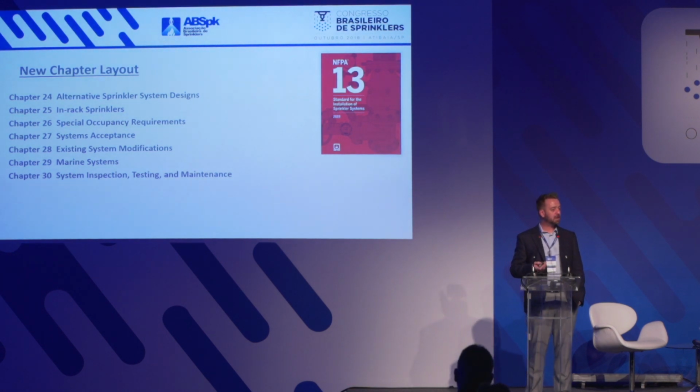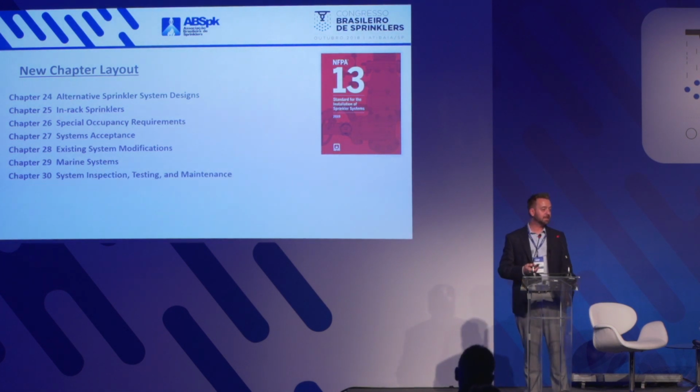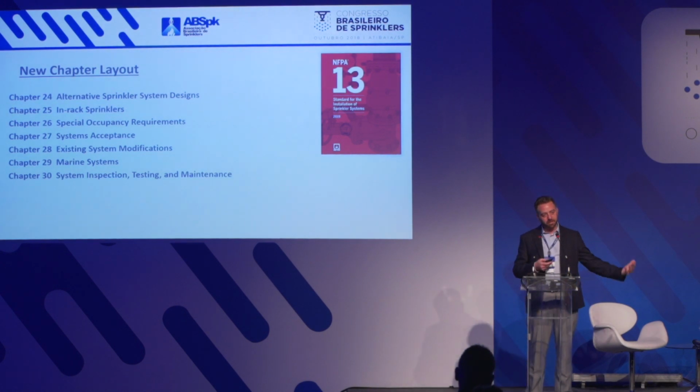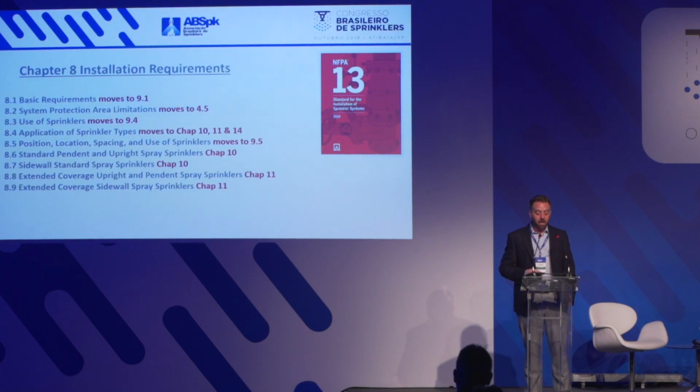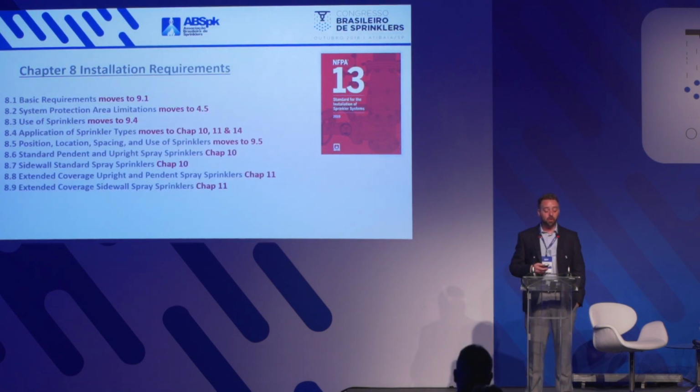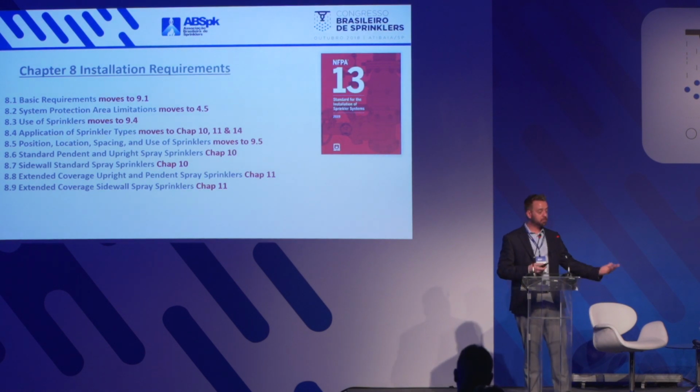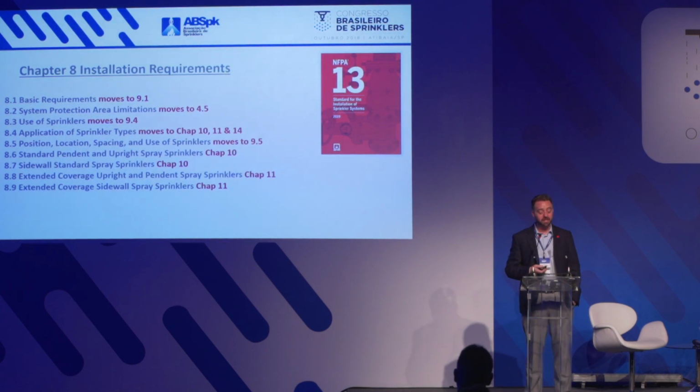That would be something that's located in Chapter 28 now. Chapter 29 is going to be our marine systems. And then we finish with Chapter 30, system inspection, testing, and maintenance. So once the system's already been installed and accepted, now we're going back to inspect it and maintain it. In Chapter 8, 8.1 now moves to 9.1. 8.2 for system protection area limitations moves to 4.5. The use of sprinklers themselves is going to be moved to Section 9.4.